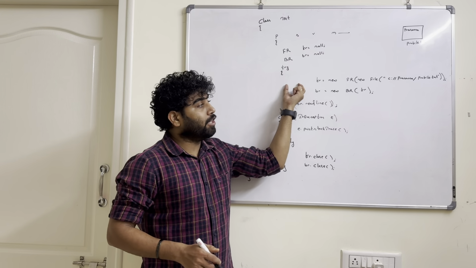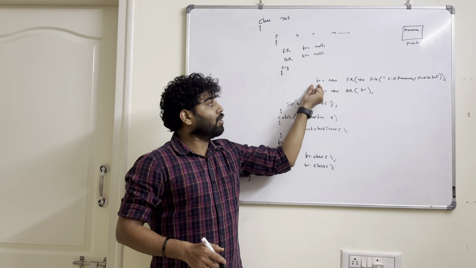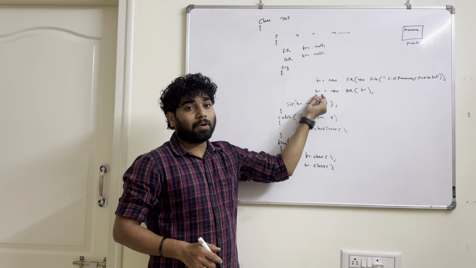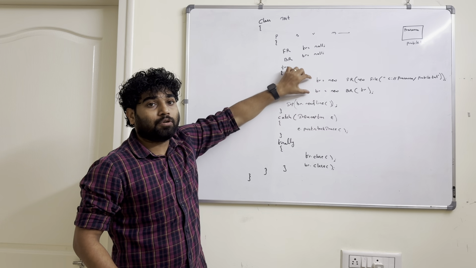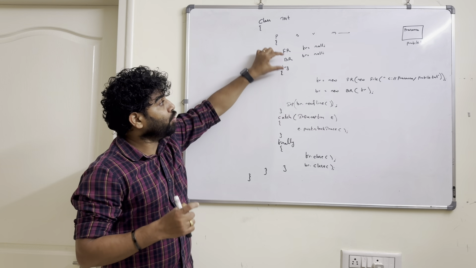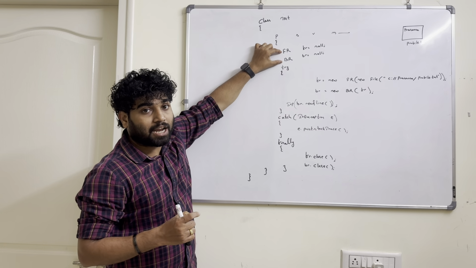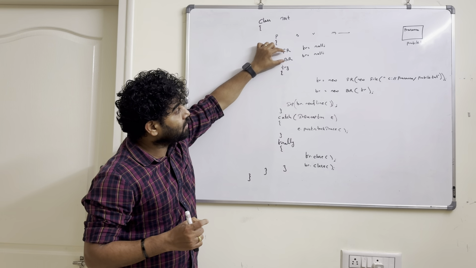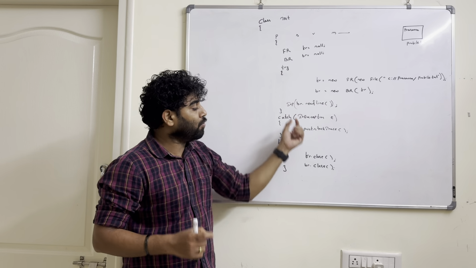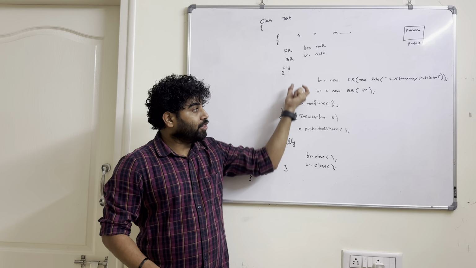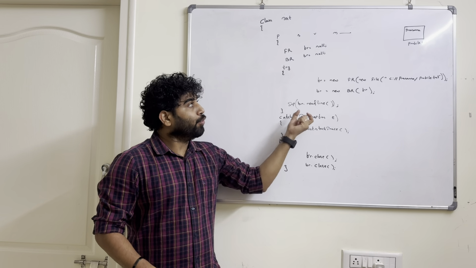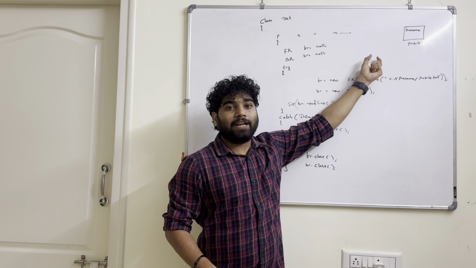If we declare and initialize here, we cannot access this file reader object and buffer reader object inside this finally block. Why? Because it will be a local variable to this try block. That is why we need to declare them outside of this try block, so that these variables are accessible in the finally block. Now with this piece of code, will we be able to read the contents from this file or not?